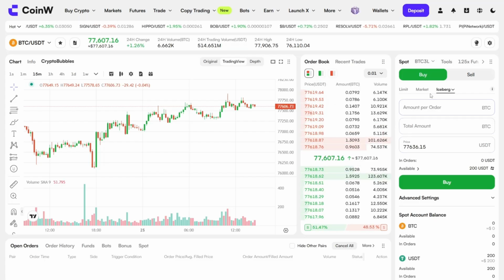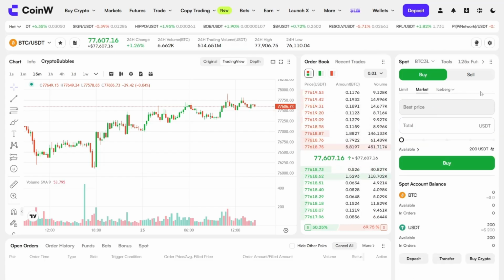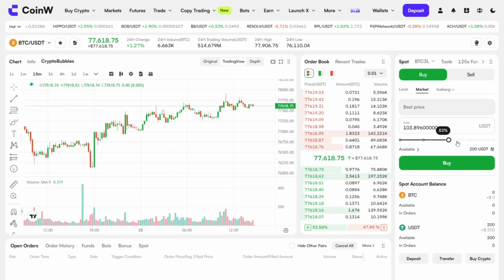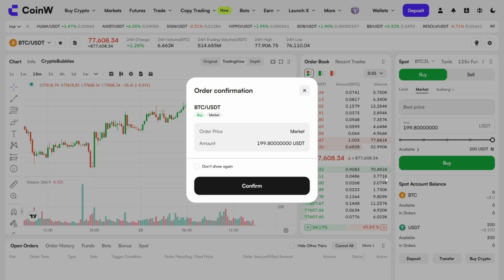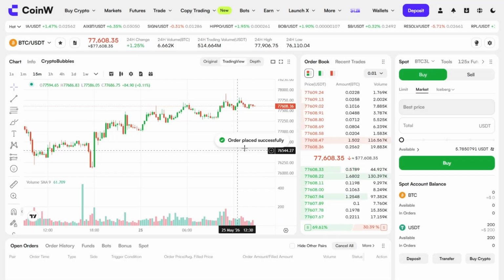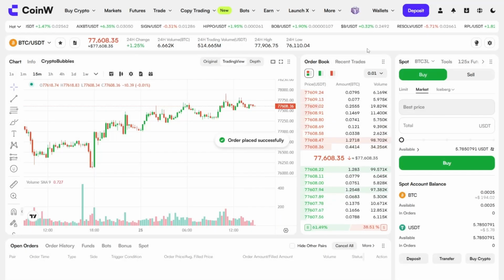For this tutorial though, we will be keeping it simple and using a market order. We're using a market order so the trade executes instantly and you can easily follow along. We are going to use our full amount, so we are buying about 200 USDT worth of Bitcoin and we are going to press buy. Let's confirm our order and we can see that our order was placed successfully.